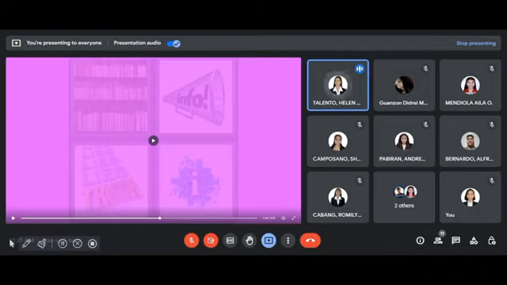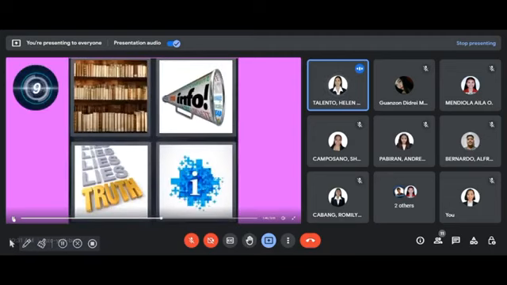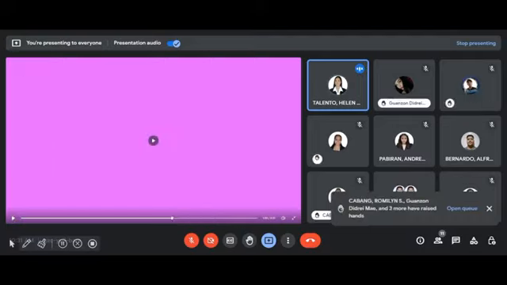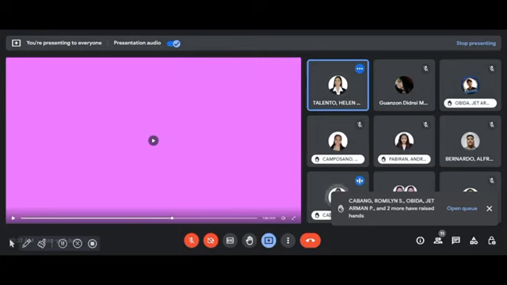In the second activity, the participants are given at least 5 seconds to guess the interpretation of each picture shown on the screen. Let's start. Miss Kabang. My answer is to inform. Yes, correct.